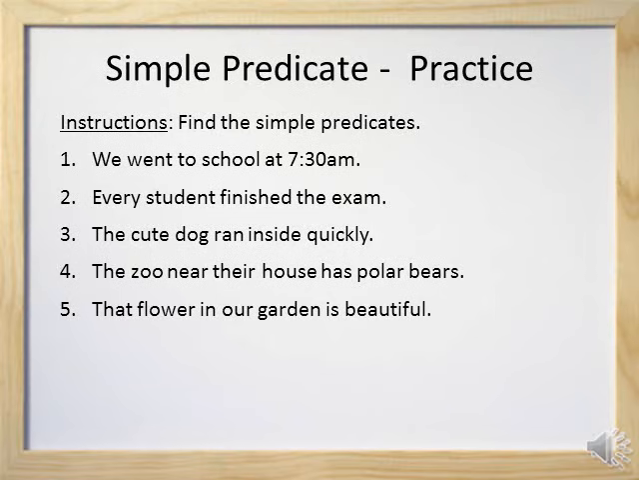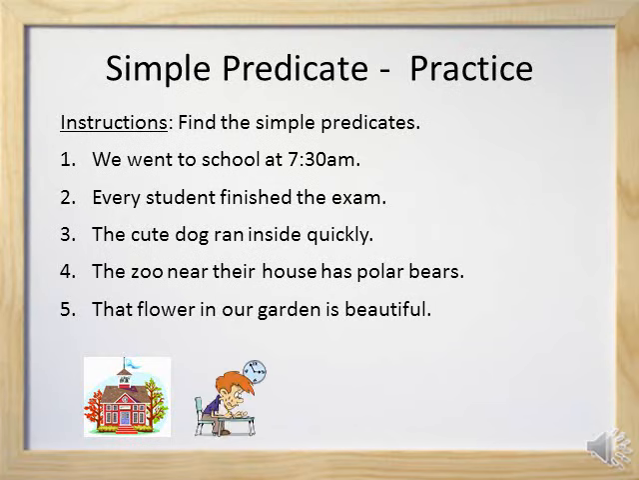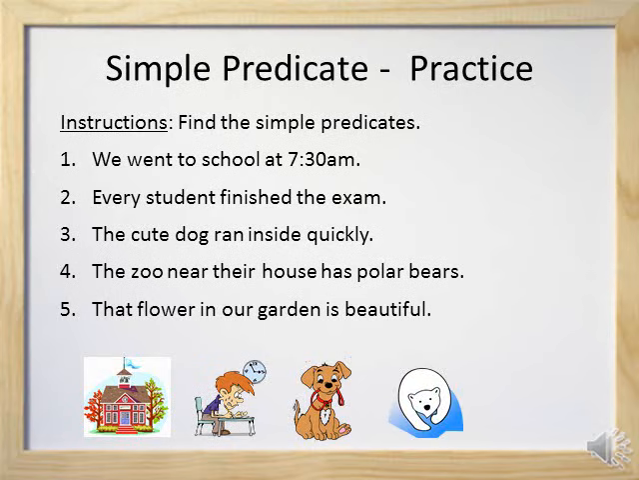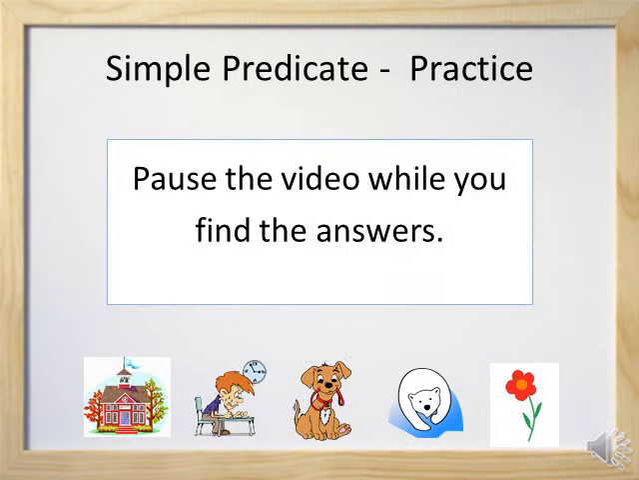Number 1. We went to school at 7:30 a.m. Number 2. Every student finished the exam. Number 3. The cute dog ran inside quickly. Number 4. The zoo near their house has polar bears. Number 5. That flower in our garden is beautiful. Pause the video while you work. Ready to check? Let's check our answers.